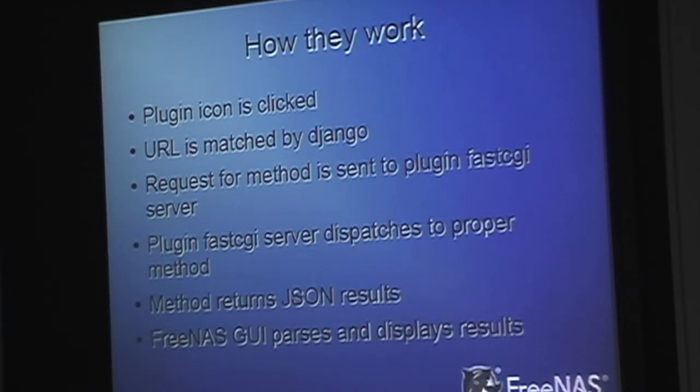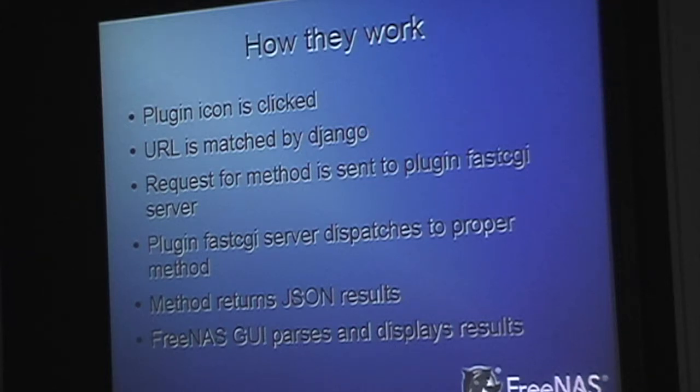So, how they work from 50,000 feet. You click the plugin icon, and that will send a request. Well, actually, the first thing is Django matches the URL, and Django sees the URL, and it says, okay, I'm going to send this to the FastCGI plugin server. And the plugin FastCGI server is what we call a control script, and it just sits there.